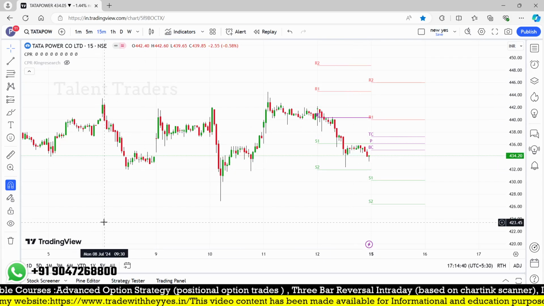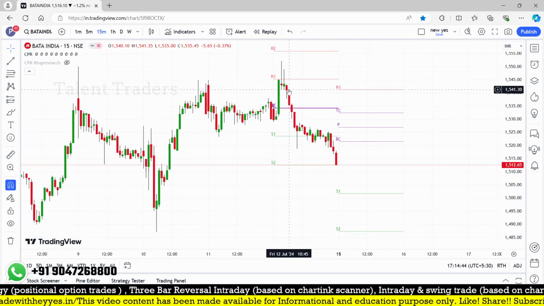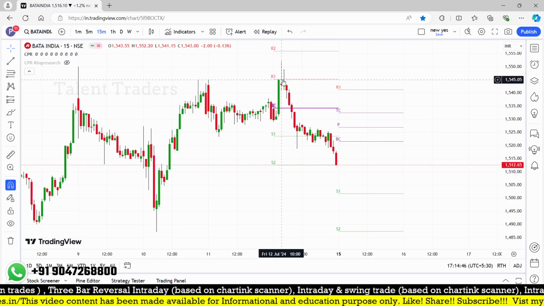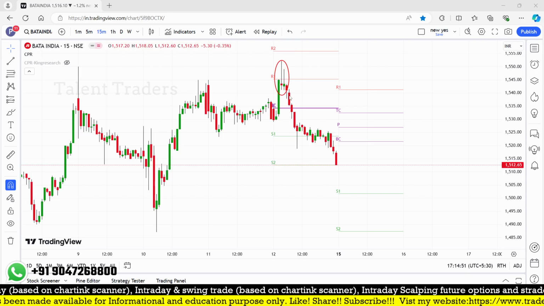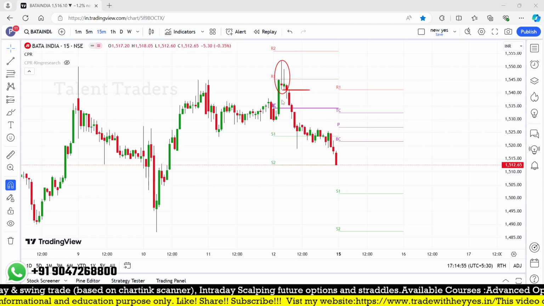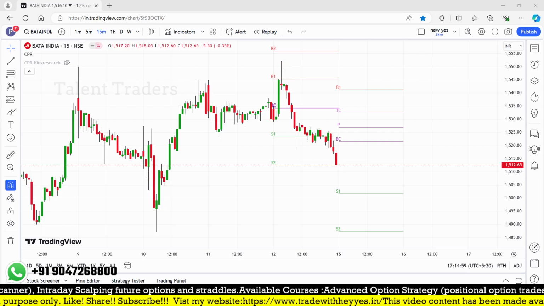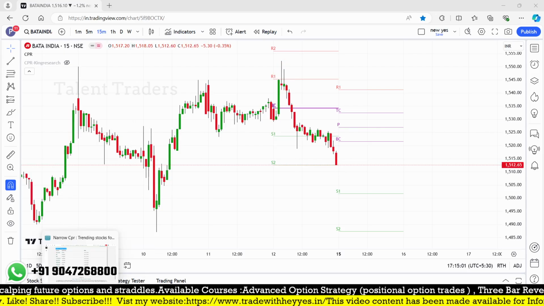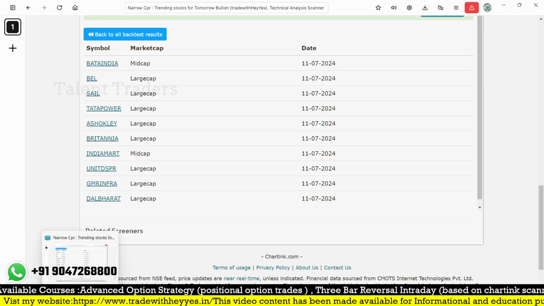But in this case, it broke the S1 level, neared the S2 and closed below S1. And Bata India, another stock. In this case, it is rejected, but initially it broke the R1 level. But from there, it formed a shooting star candle, maybe a good reversal sign. From that, it formed a trending move, and it is moving towards the S2 level. So we may find a trade opportunity after using some other indicators or methods. But the stock selection.